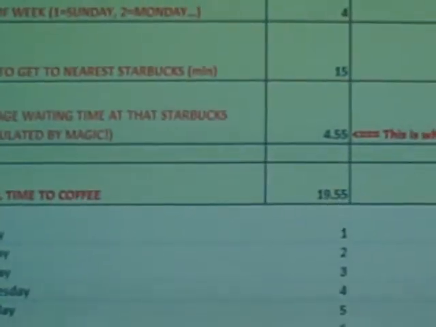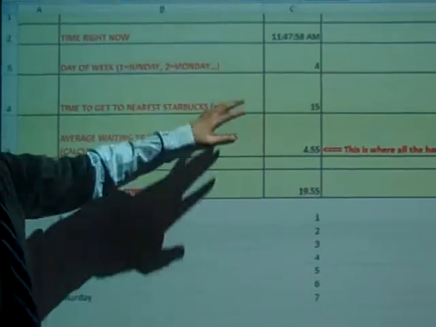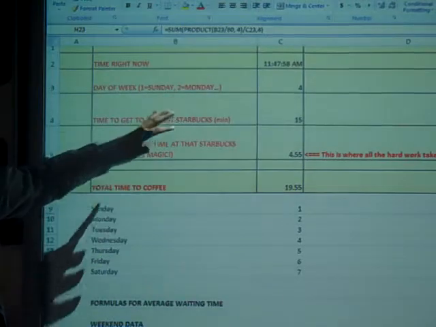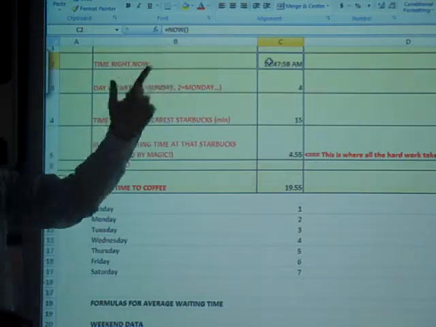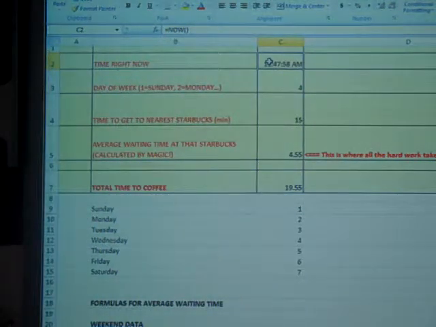Okay, so even though your phone would do all of this, like the time right now and the day of the week, it has software in your phone, and the software would actually look like this, and it would have these functions in it. And Excel has a function called the now function. So it just returns the time to the nearest second, or minute, or hour, however you want to program it.